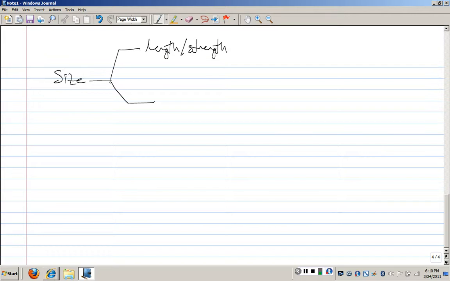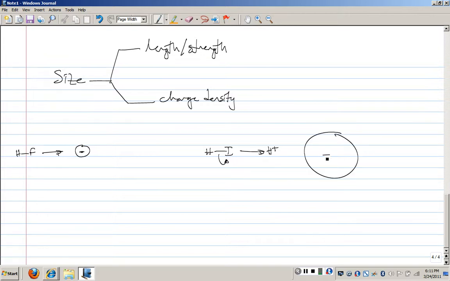But size has another component which deals with something we mentioned before, the charge density on the ion. So imagine this is fluorine, which has a minus charge because the H plus ion has come off. So HF has broken up to give me F minus. Similarly, HI has ionized to give rise to the H plus ion and the I minus ion. Now, both the F minus and the I minus have a charge of 1 minus.